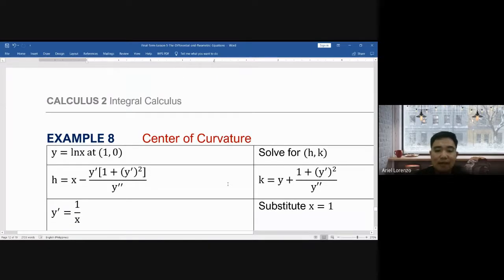Kindly try this one and then write in the comment box your answer. Before we answer, okay, 2 minutes. So given y, andyan naman na yung formula. So h is equal to x minus, and then k is equal to y plus. Okay, pakitry. Ln of x. Do you know the derivative of ln of x? Di ba du all over u. Okay, so you try. 2 minutes.